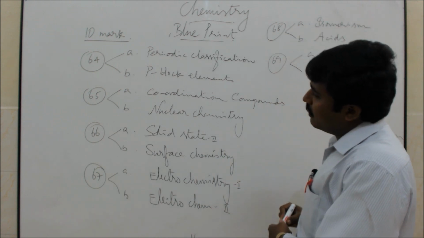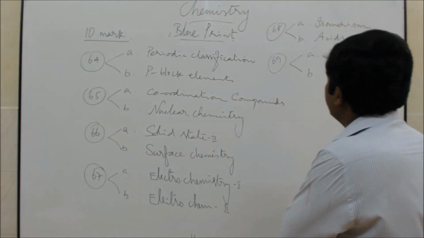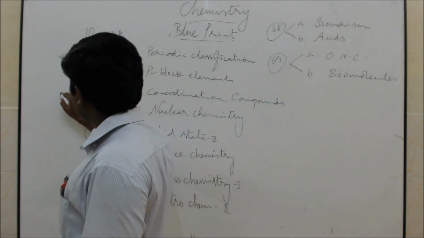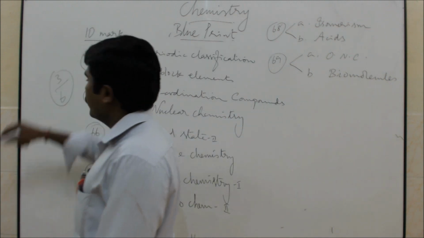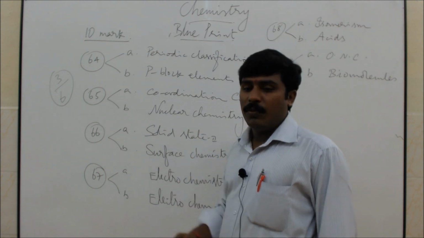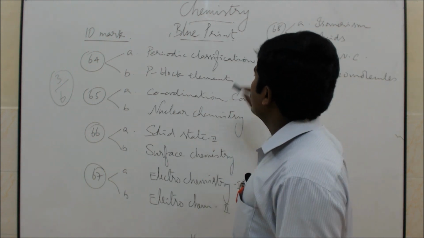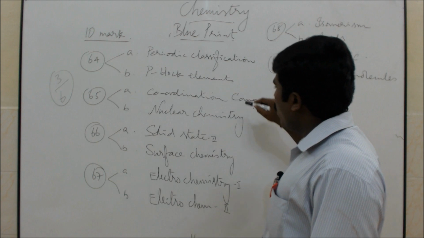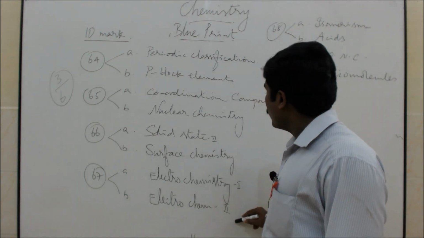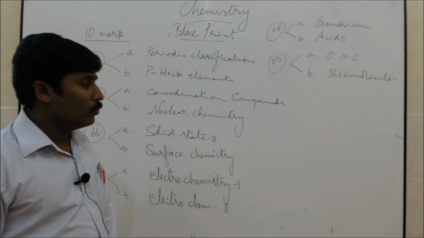So these are the 6 questions, 64, 65, 66, 67, 68 and 69. Out of these 6 combinations, you are going to select only 3 combinations for the board exam. But don't prepare only 3. You have to prepare at least 4 combinations, then only you can attend easily. So: periodic classification and P block elements, coordination compounds and nuclear chemistry, solid state and surface chemistry, electrochemistry 1 and 2, isomerism and carboxylic acids, and ONC and biomolecules.